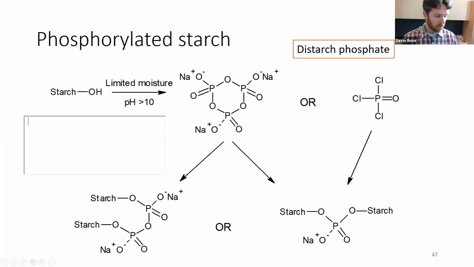So these are going to have very high viscosity, as you can imagine, because we take two polymers of starch and actually link them together. So we're kind of solidifying that web of starch to create a very high viscosity and high strength gel.